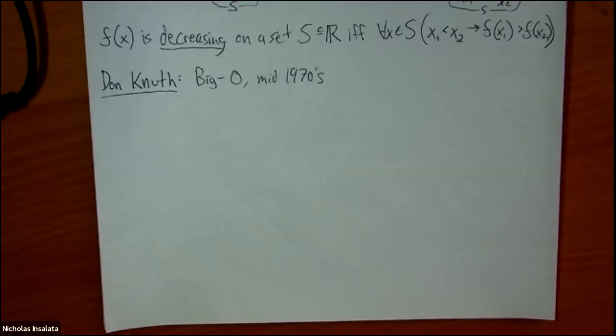Now, let me ask you a sort of leading question. Why would computer scientists be so much more concerned with an upper bound than a lower bound? What's the point of an upper bound?